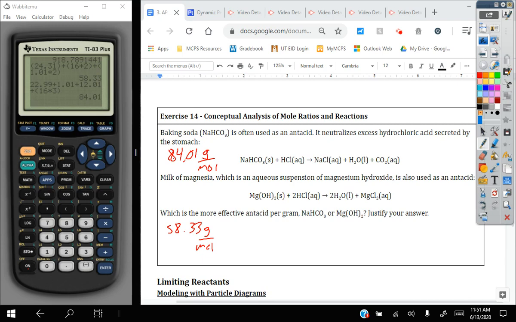So if you have the same amount of moles, you are getting way more bang for your buck when you're looking at magnesium hydroxide than you are for sodium bicarbonate. 1, because sodium bicarbonate is heavier for each mole that you have, and 2, because we're reacting 2 moles of HCl for every 1 mole of magnesium hydroxide. Here you're only reacting 1 mole of each.